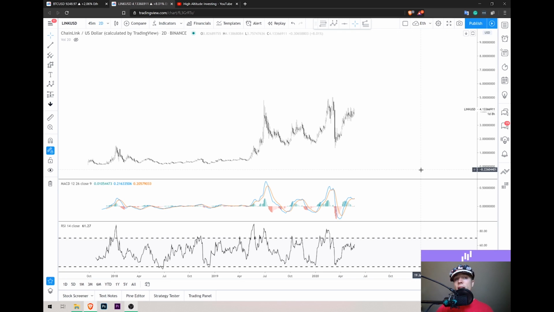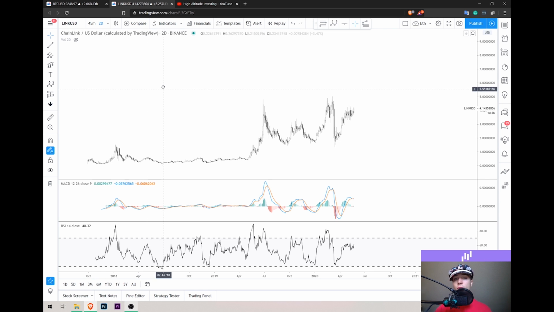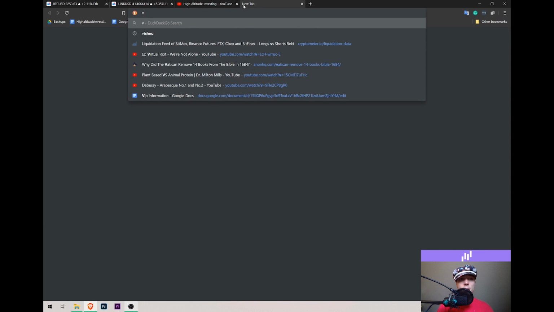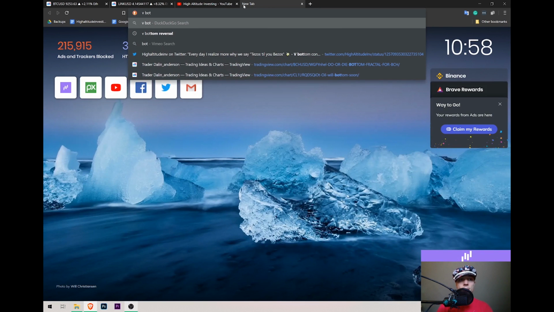So this is Chainlink versus the US dollar, and this is calculated by TradingView. The reason for this is because there's more data on the Bitcoin pair. So I picked the Binance Bitcoin pair that's calculated by TradingView to represent itself in the form of the US dollar. So let's look up a simple pattern called V bottom.